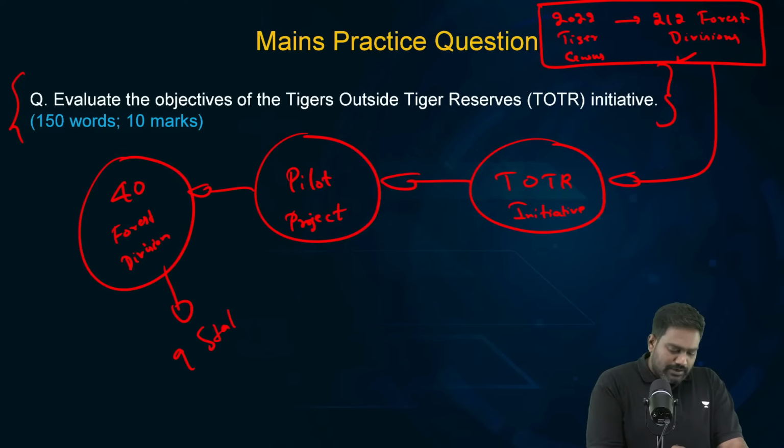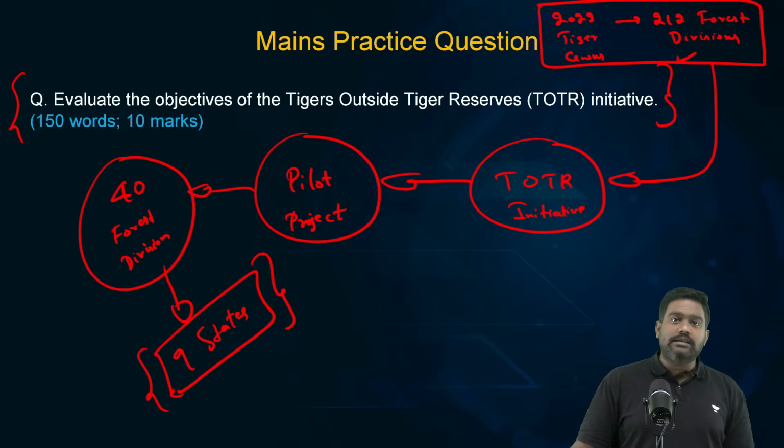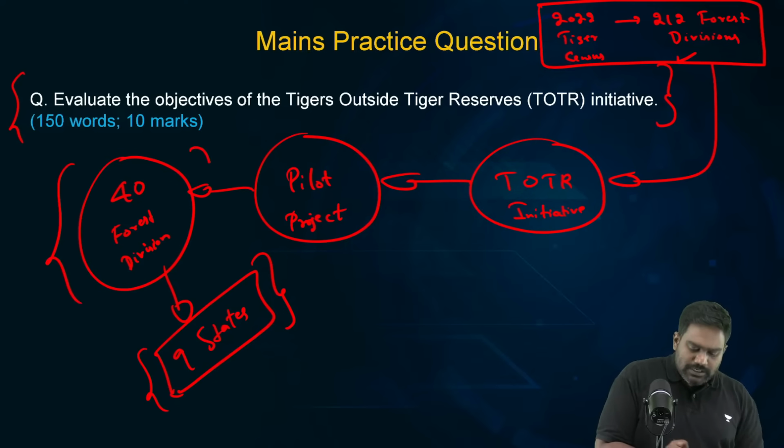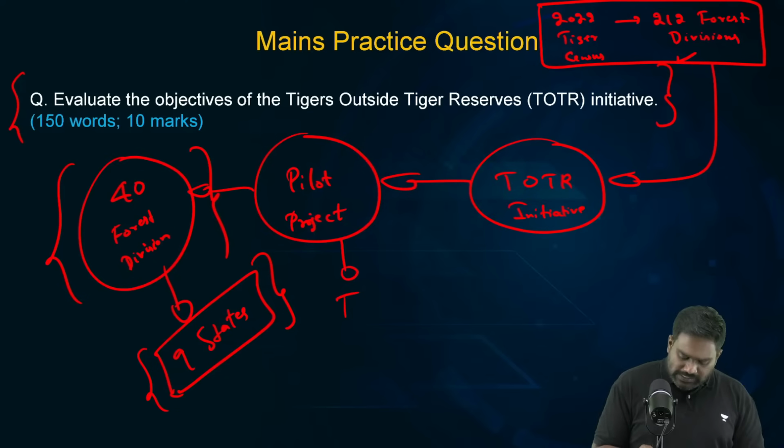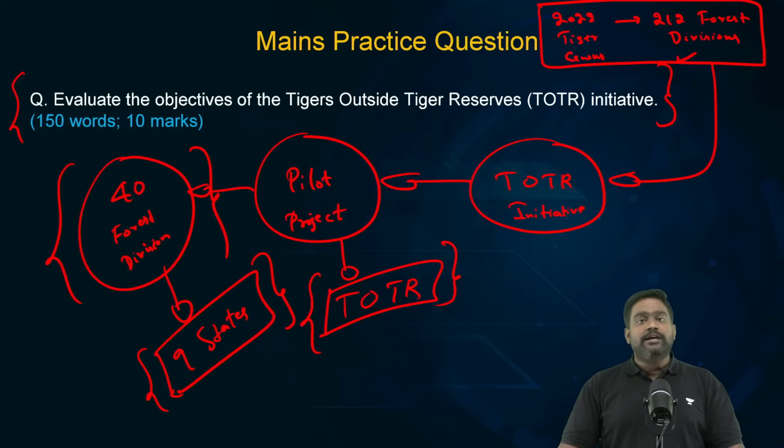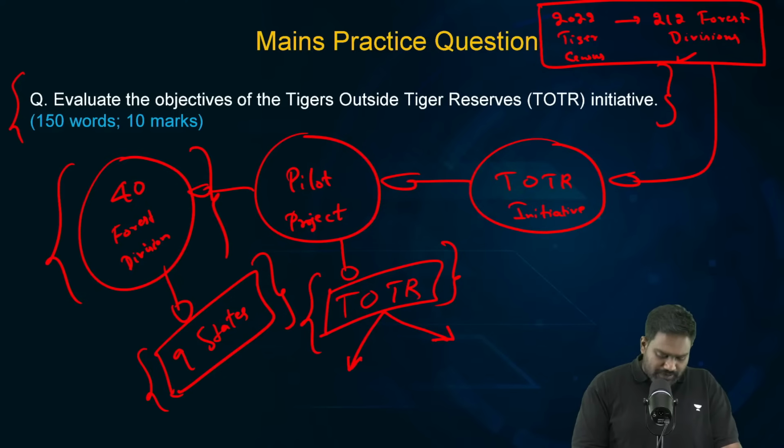This will cover 9 tiger states, including Uttar Pradesh, Uttarakhand, Karnataka, Assam, and the others. 9 specific states have been chosen, 40 forest divisions, where the pilot project of TOTR is being rolled out. Once the lessons are learned, then it will be scaled up and implemented nationwide. So, this changes the approach towards tiger conservation from a reactive approach to a proactive approach, especially with regard to managing human tiger conflict situation.